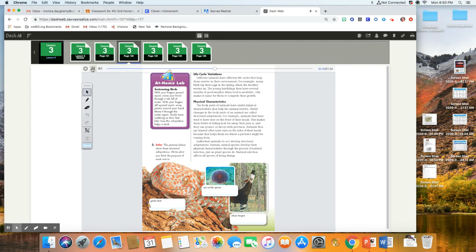Individual animals do not develop structural adaptations. Instead, animal species develop their physical characteristics through the process of natural selection, just as plant species do. Natural selection affects all species of living things.